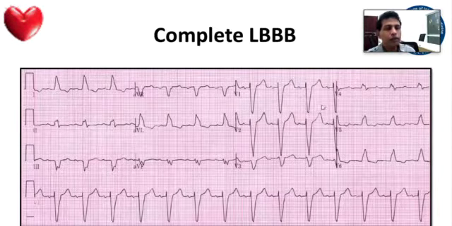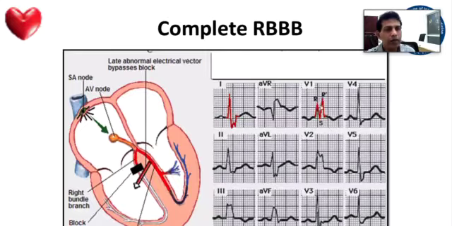Likewise, if you see the same widened and bifid QRS complex in V1 and V2, you can diagnose right bundle branch block. So when it is in the lateral leads, you diagnose left bundle branch block. When it is in V1 and V2, with a positive R wave, you can diagnose right bundle branch block.